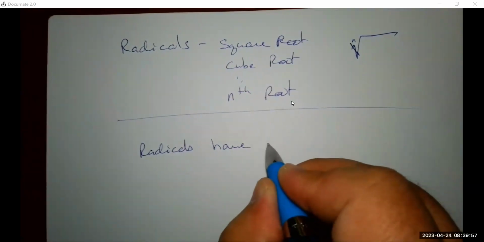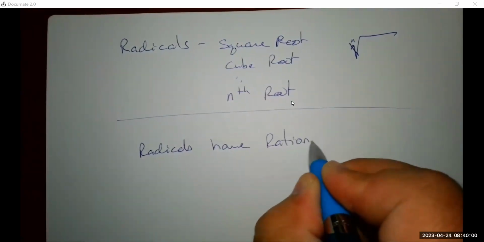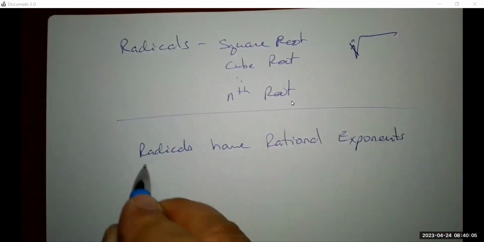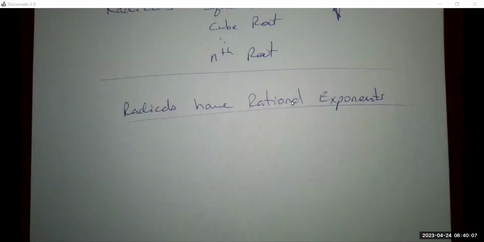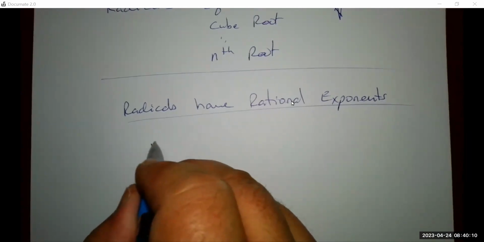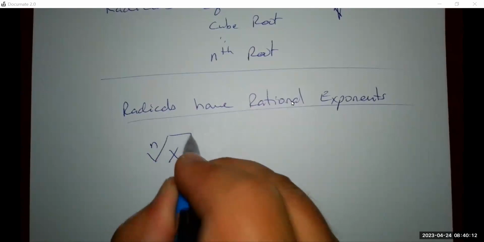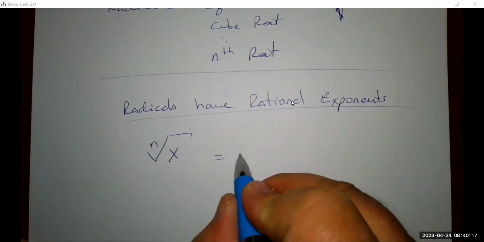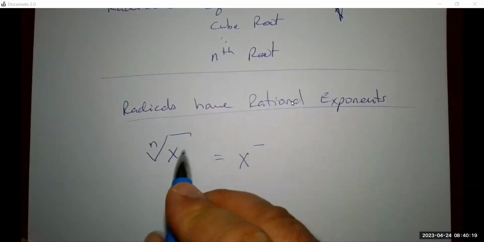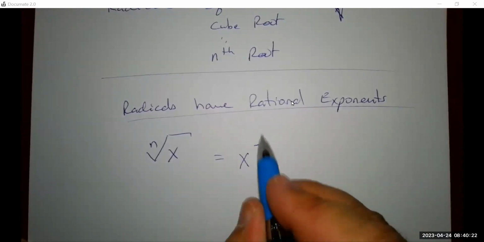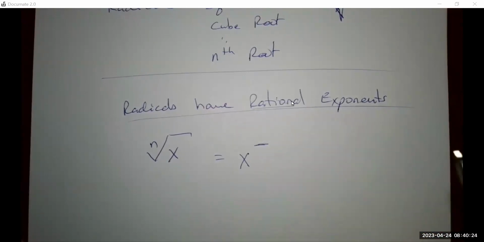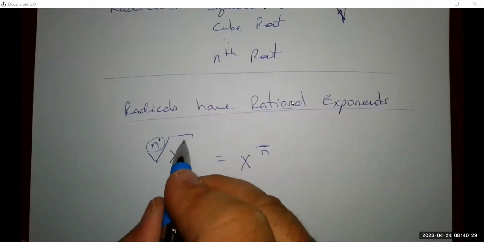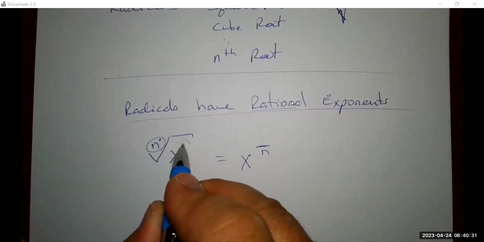Radicals have rational exponents. Radicals have rational exponents. So if we take this, like we just talked about earlier, this means a fraction, a rational exponent. Whatever is in the root always goes on the bottom. And whatever the exponent is, since there's nothing there, it's an invisible 1.